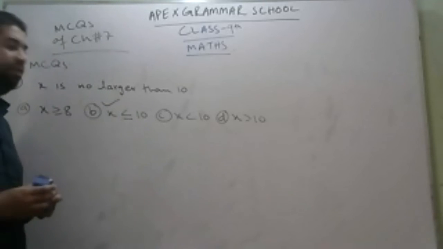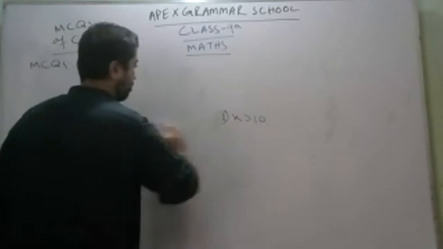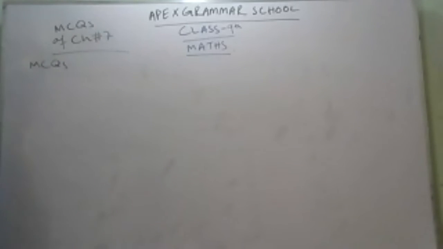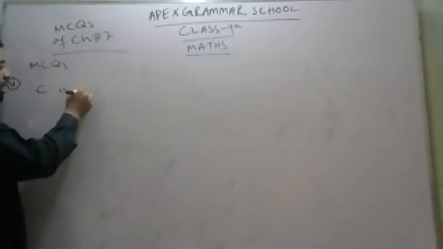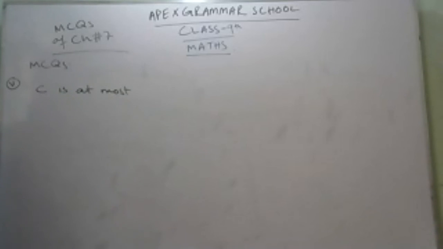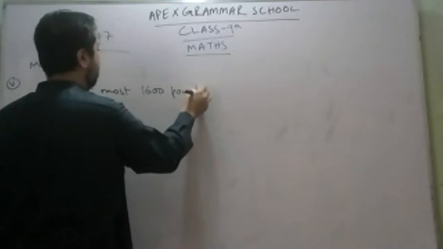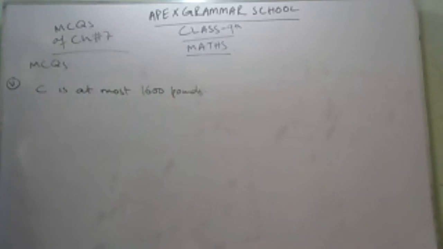Part number 5. The capacity C of an incubator is at most 1600 pounds. C is at most 1600 pounds. Then which option is correct?